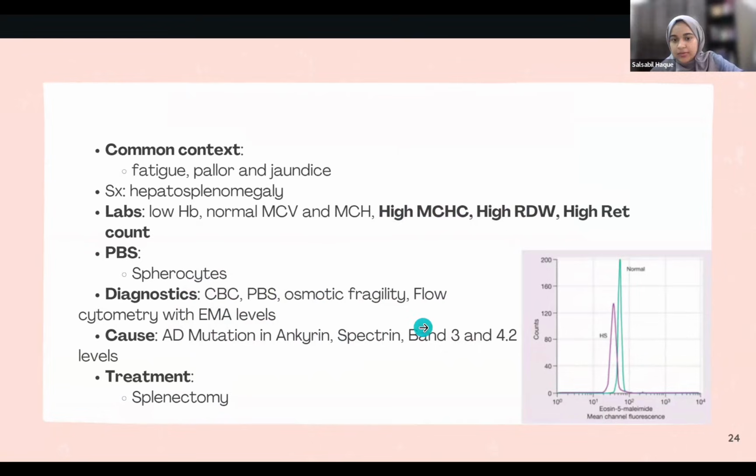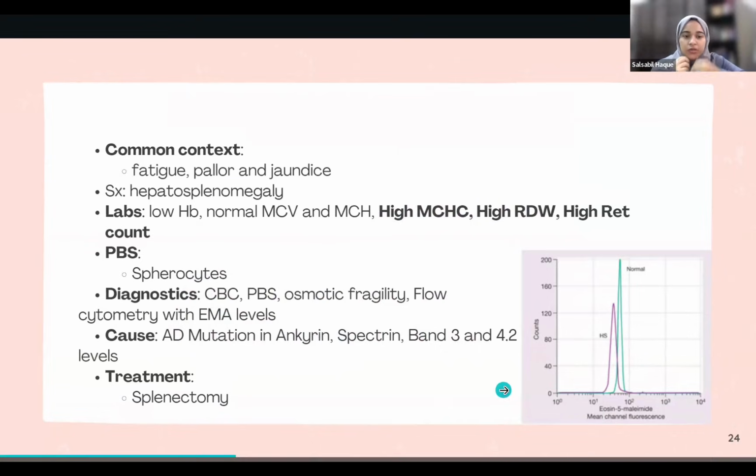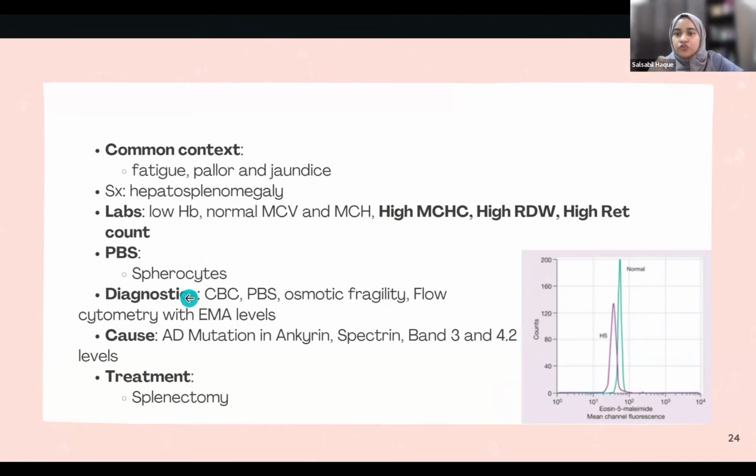And treatment, obviously, it can be an SAQ question. Treatment, splenectomy. Because the main issue here is the anemia caused by the destruction of these abnormal cells in the spleen. So if you remove the spleen, then you have a resolution of the anemia. But is it going to solve the actual issue? No, because the actual issue is a hereditary issue. It's an autosomal dominant mutation, right? So it's a mutation in the production of cytoskeletal proteins. So that's not going to be solved. However, there is going to be symptomatic relief because of the resolution of anemia.